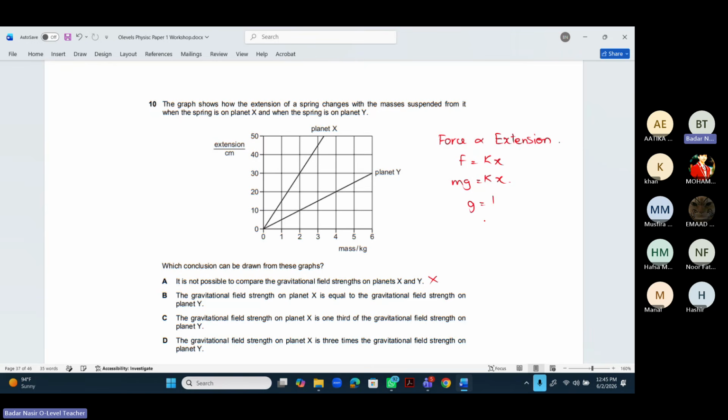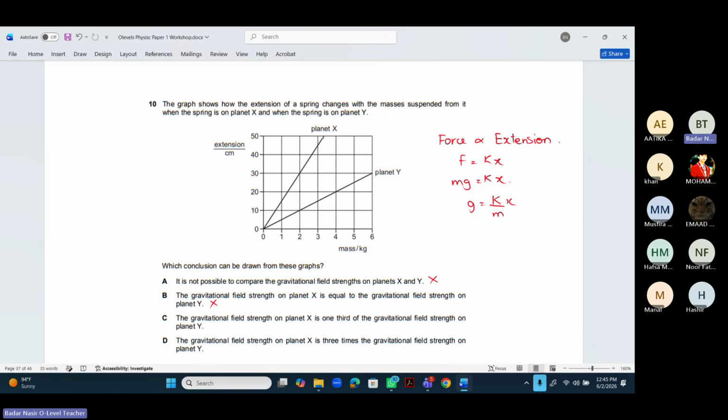because g is equal to k over m into x. So yes, you can compare with the help of this k relation. The gravitational field strength on X is equal to the gravitational field strength on Y. Gravitational field strength on X is 1/3 of gravitational field strength on Y. Gravitational field strength on X is 3 times the gravitational field strength on Y.